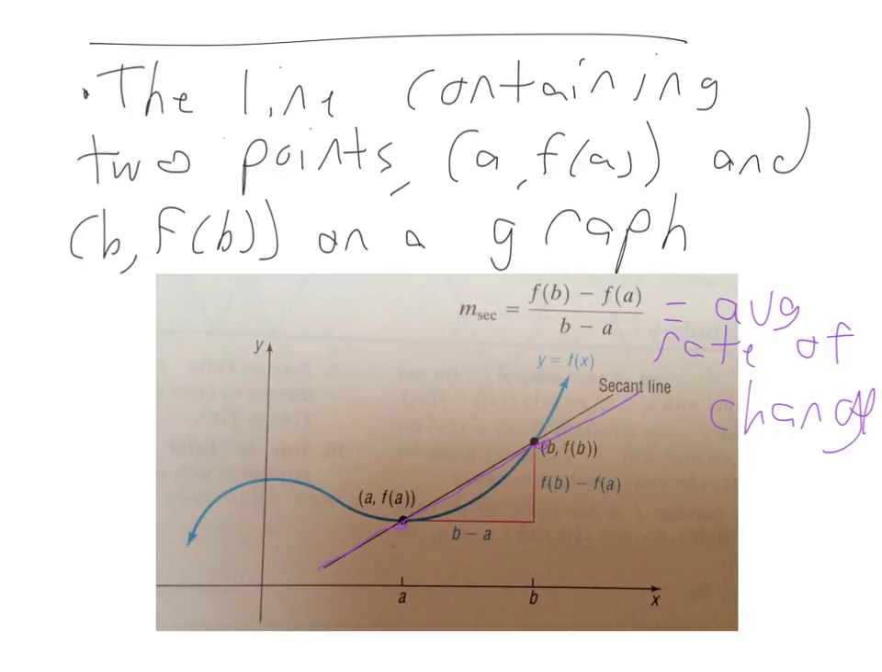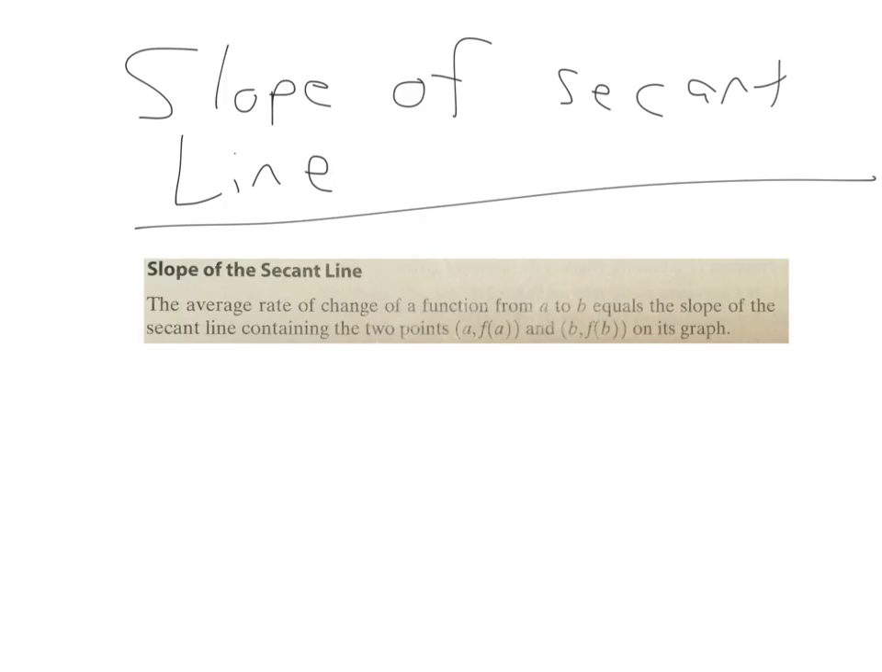So, this ties into another point I'm about to make. The point I'm trying to make is that the slope of the secant line is equal to the average rate of change of a function from A to B.